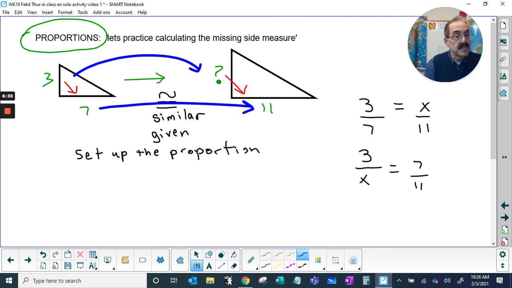Get the same answer. Now, I need you to think back. How did you do that in middle school? Okay, if you have a strategy, don't change it. This is the way we teach it at the high school level. It's called cross multiply.